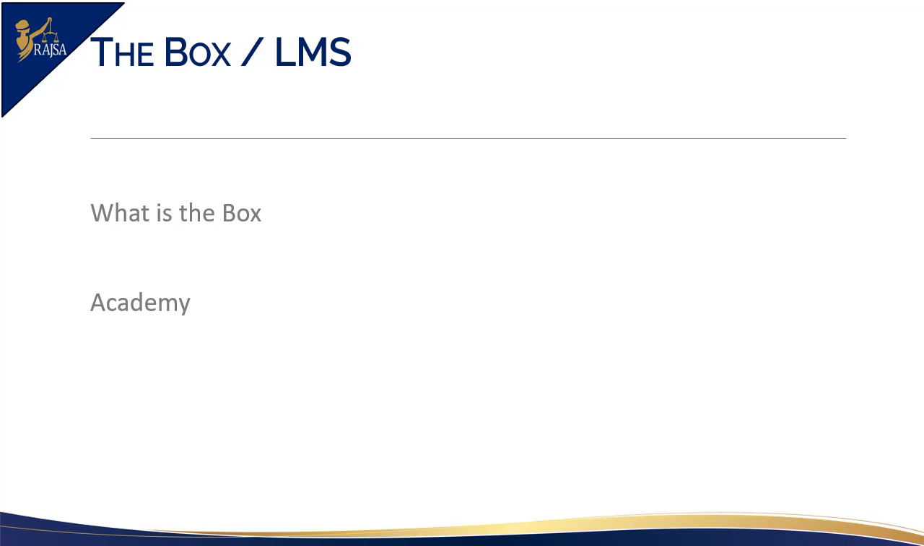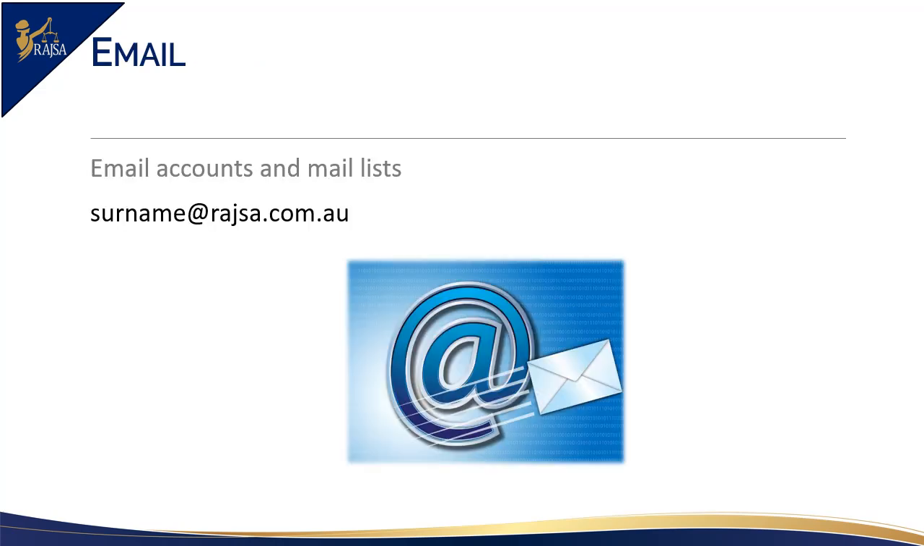The LMS contains online training for Awards 1 and 2. Every member of the board is assigned an email address in the form surname@rajsa.com.au. So, if your surname is Smith, then your RAJSA email will be smith@rajsa.com.au. If anyone sends an email to this address, it automatically gets forwarded to your personal email address that you have given to the registrar. This way, you can advertise your association email address to people for association purposes and keep your private email address private.